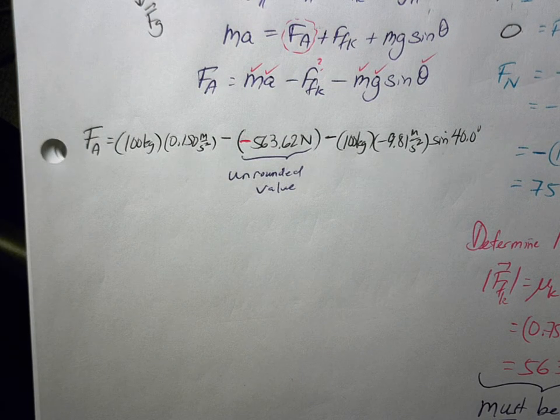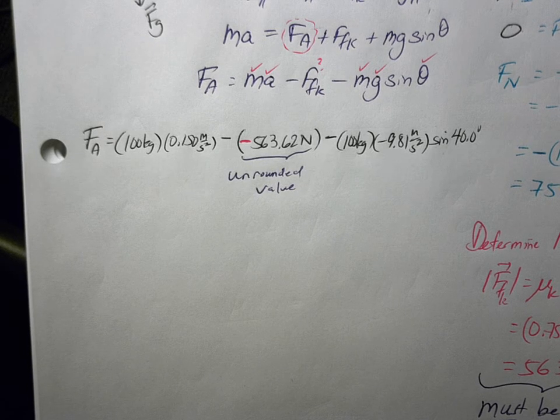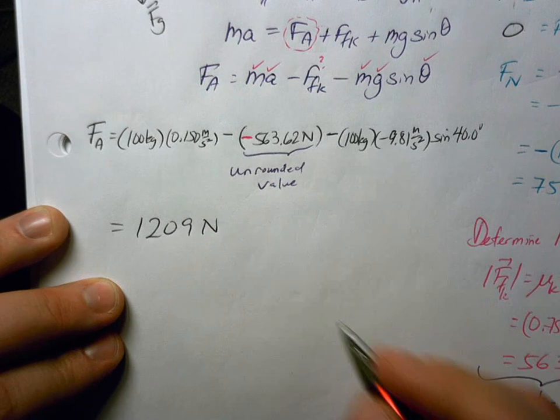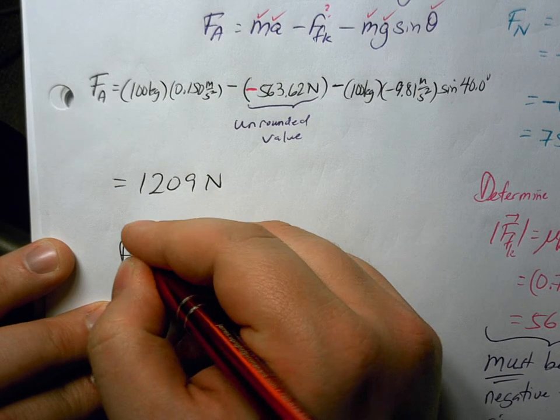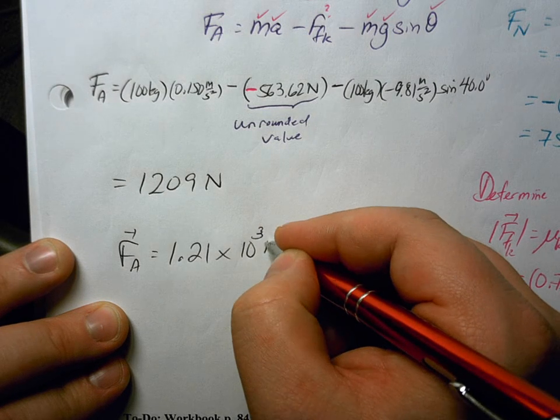So as I've tried to emphasize over and over again, a well-drawn free body diagram will help you a lot, but you also have to be really careful with your signs. So if I do all this, I'm really careful with my math, I'm going to get about 1,209 newtons. Now for this, we're going to put this into 3 significant digits. So I'm going to say that the applied force is about 1.21 times 10 to the 3 newtons.